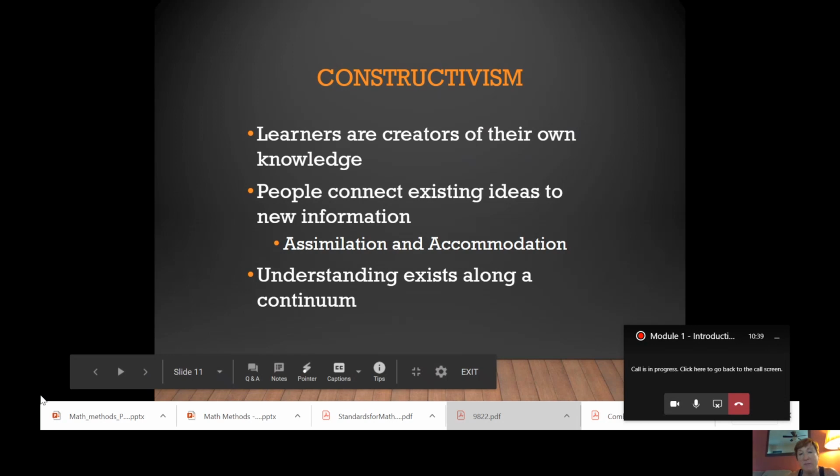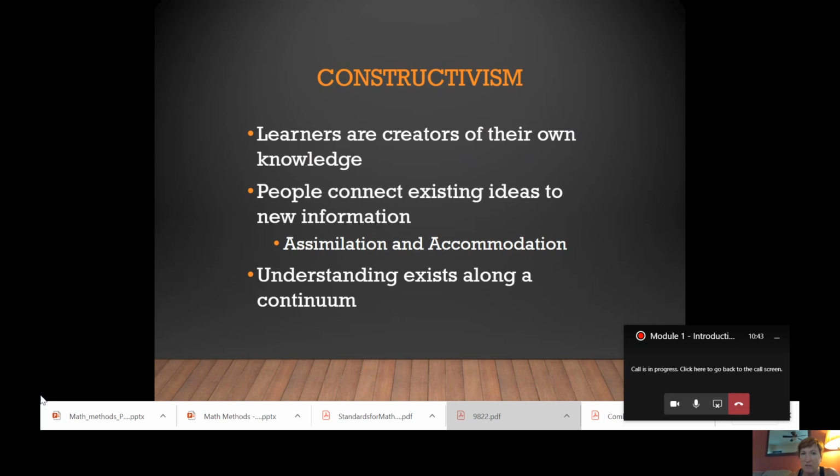So this constructivism theory is very relevant in math teaching. Remember, learners are creators of their own knowledge. People connect existing ideas to new information. Remember, you learned about this in child development, assimilation and accommodation. It works in math teaching as well. And understanding exists along a continuum.